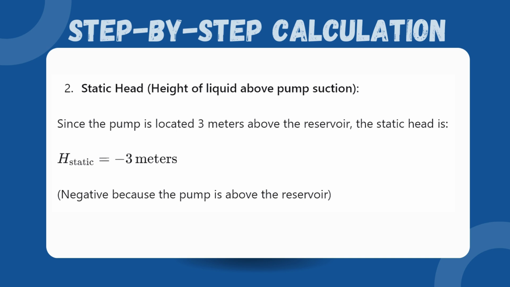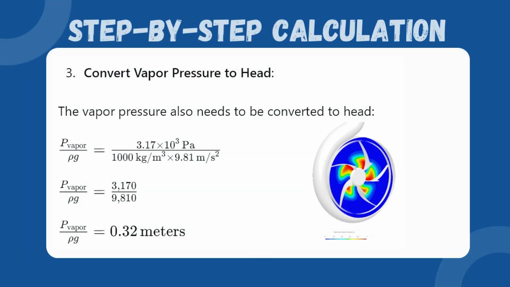Now talking about the third term, which is converting the vapor pressure to head. Here the equation will be vapor pressure upon rho g. Guys, the vapor pressure was also given in kilopascal, which was 3.17 kilopascal. Converting it into pascal, we will get 3.17 into 10 raised to 3 pascal. And dividing it by the density and acceleration due to gravity, we would get it as 0.32 meter.